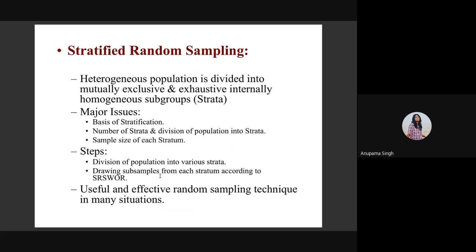Then we have stratified random sampling, again a very popular sampling method. In that case, we divide the whole population into different kinds of strata. For this, I'll use an example, a case study. For example, if you want to study the status of mental health in adolescents, in the age group of say 14 to 19, right? That is the age group where a lot of changes occur and all that.